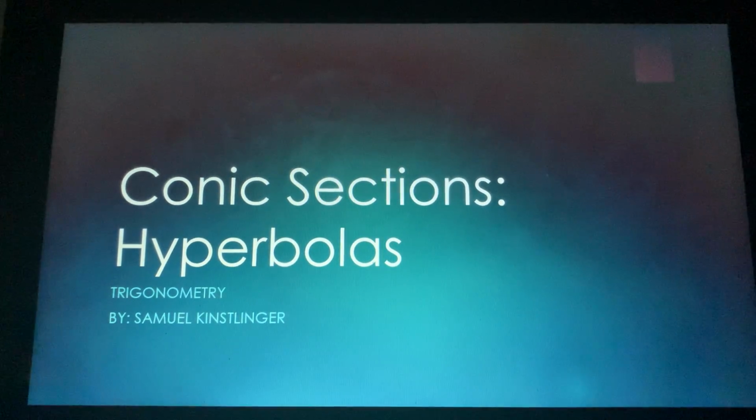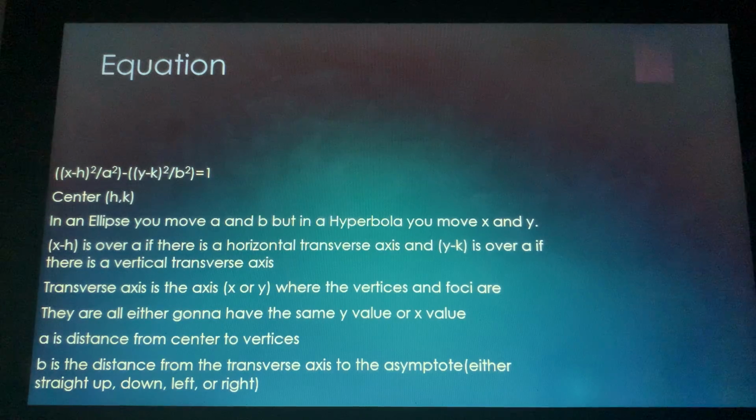Today in the class of trigonometry, on the topic of conic sections, we will be talking about hyperbolas. Now, let's start with the equation. The equation for a hyperbola is (x minus h) squared over a squared minus (y minus k) squared over b squared equals 1. Now, the center, as usual, is (h, k).